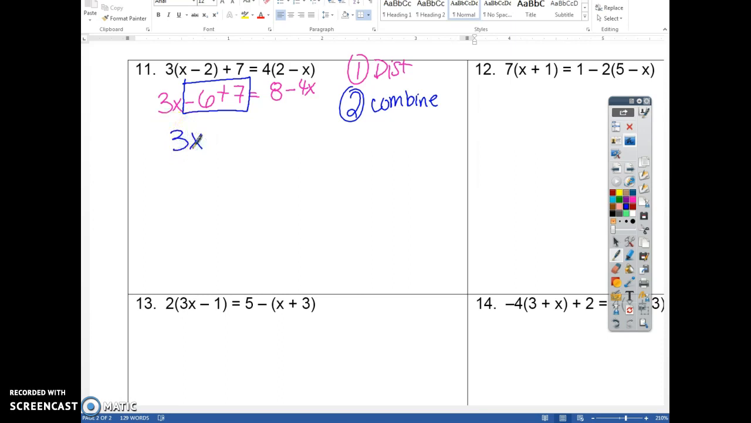3x. So you have a negative 6 plus 7. Put it in your calculator right now. What did you get? Right. So plus 1. Right? Can we combine anything on the right side? Can you combine 8 minus 4x? No. So then we just bring it down. Okay?